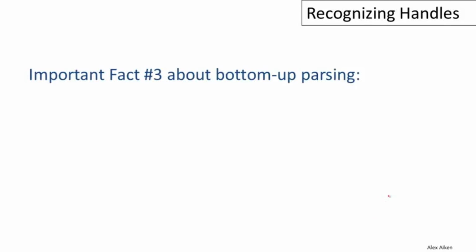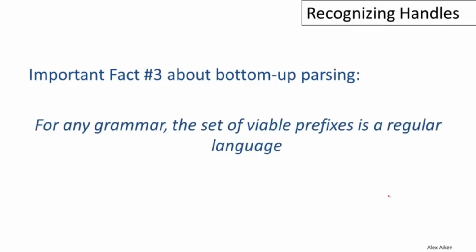Now, the definition is useful in one way: it brings us to the last important fact, number 3, about bottom-up parsing. And that's that for any grammar, the set of viable prefixes is a regular language. And this is really an amazing fact, and one that's going to take us a little while to demonstrate. But this is the key to bottom-up parsing. At least all the bottom-up parsing tools are based on this fact, that the set of viable prefixes can be recognized by a finite automaton.